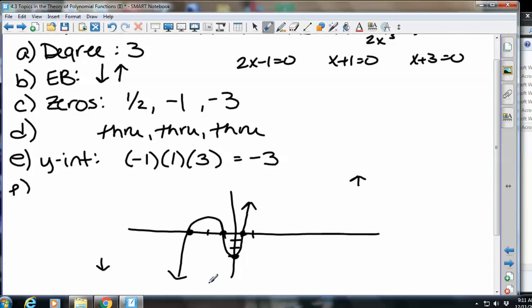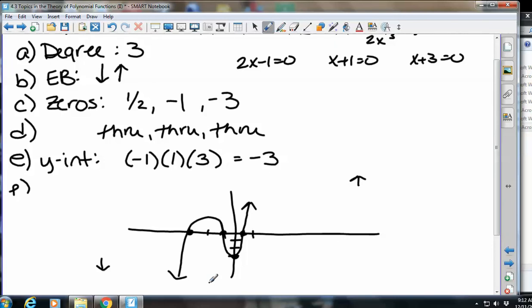Is this a perfect graph? No, I don't really know how high up this goes, but all my x-intercepts are in the right spot, my y-intercept's in the right spot, and my ends are going the correct direction. That's what I'm going to be looking for on these. It's a great idea to graph that original on your calculator and double check that this graph matches up and you don't have any mistakes. Are there any questions there?